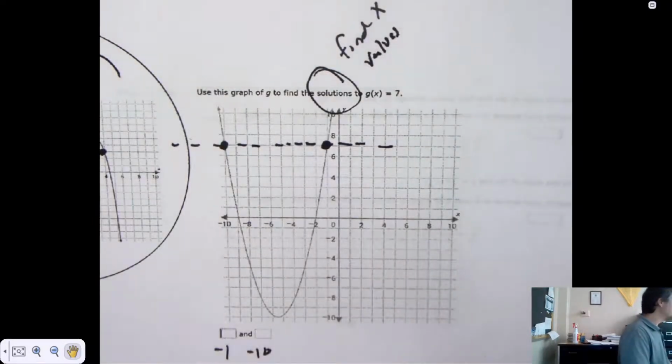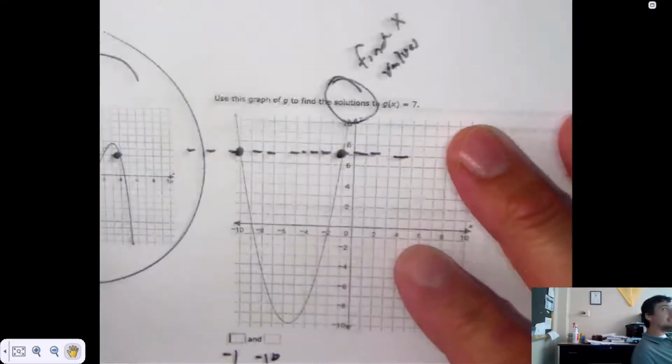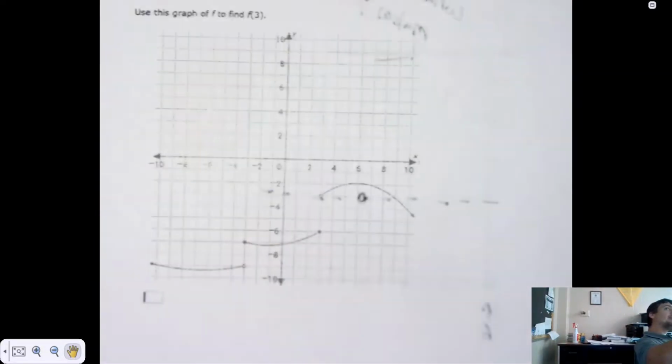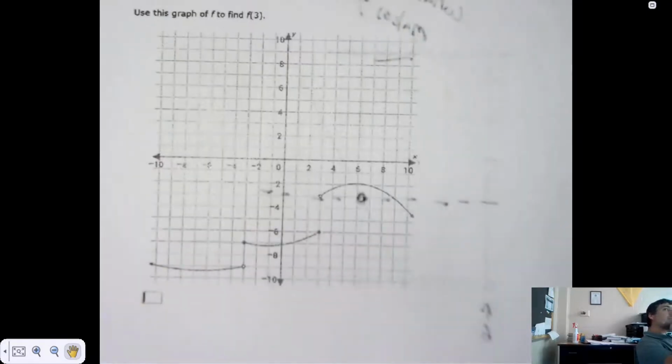You guys understand what you did wrong? Solutions means find x. Where does this line cross? Now, as you get towards the end, what they do is they throw in funnier looking graphs. That's really about all they do. And this is about as hard as it gets.